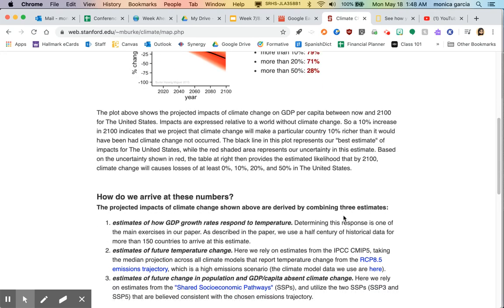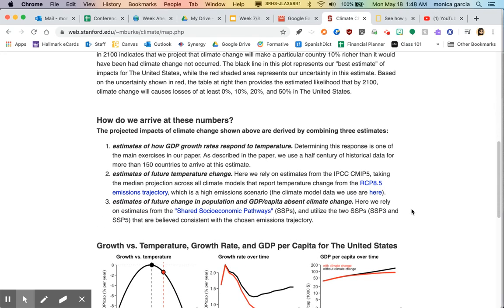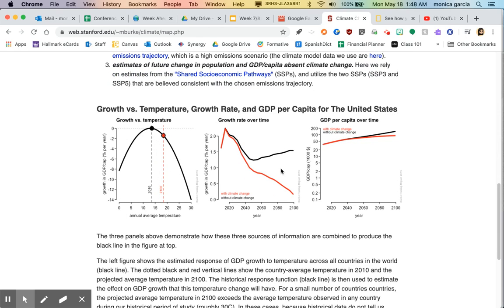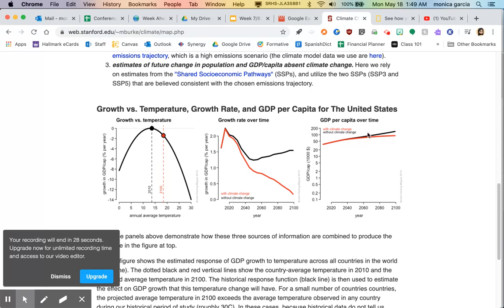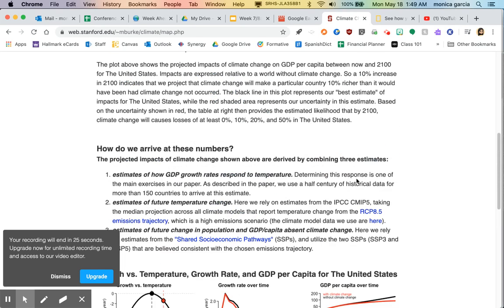So you can scroll down and read a little more about how these researchers arrived at these numbers. They give you 3 other graphs that show the economic growth in comparison to temperature. So like the 2010 temperature in comparison to what we expect the 2100 temperature to be like. And you see that economic growth decreases when we are at a higher global temperature. You also see the growth rate over time. The black line shows you what the economic growth would be like without climate change. The red line, obviously, with climate change. And then finally, the GDP per capita over time.